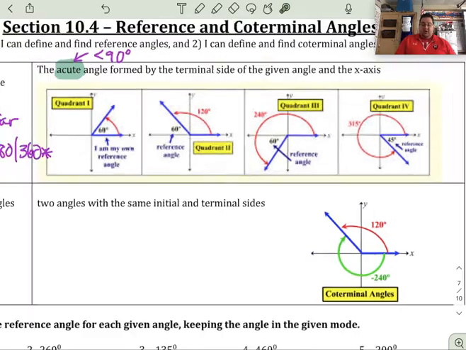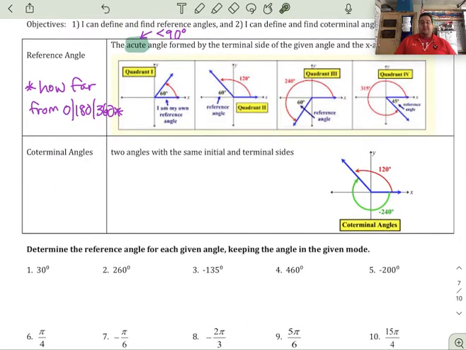Okay. Some of them are in degrees, some of them are in radians. We're going to have to keep it in the same mode. So if it's given in degrees, you need a reference angle that's in degrees. If it's given in radians, you need your reference angle to be in radians.